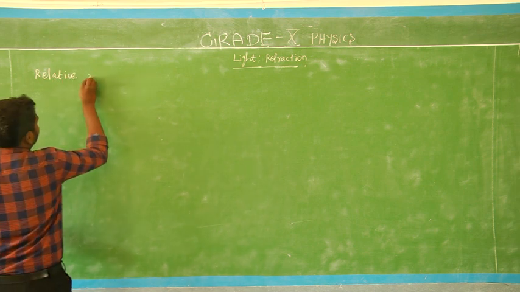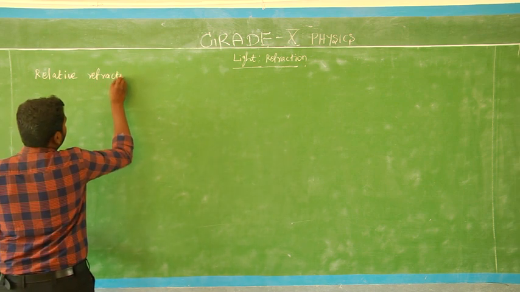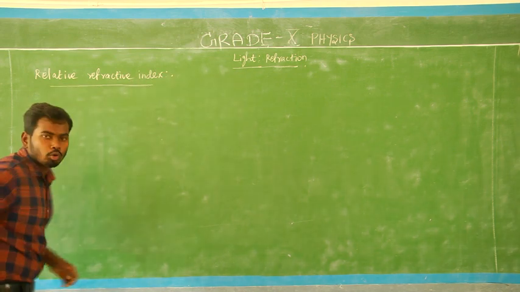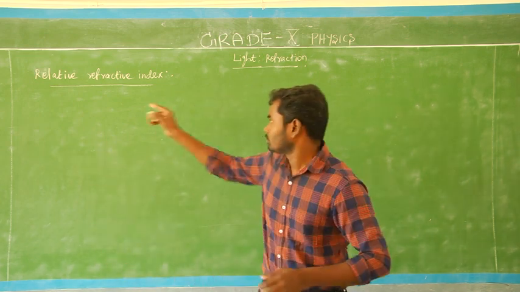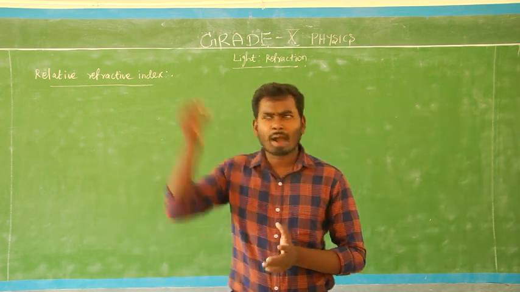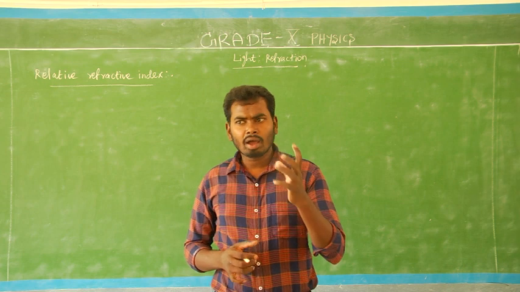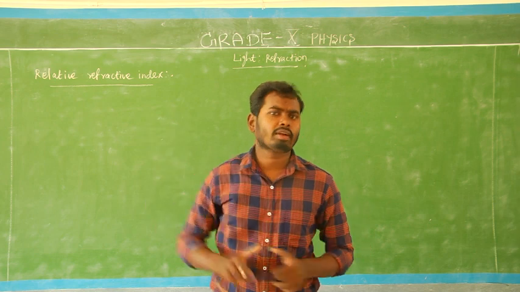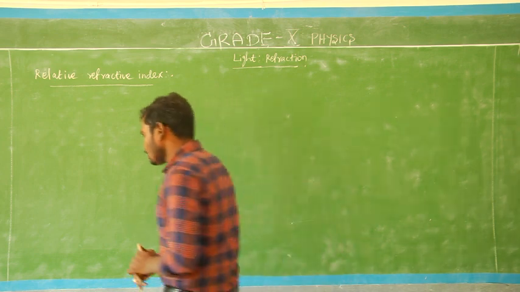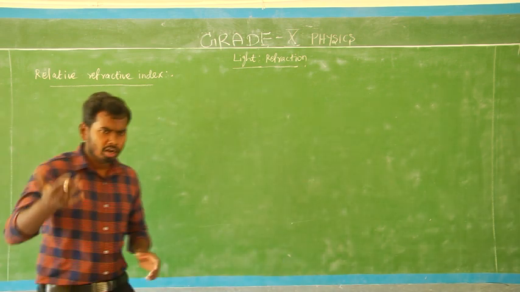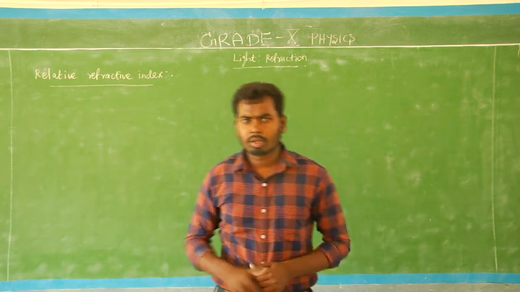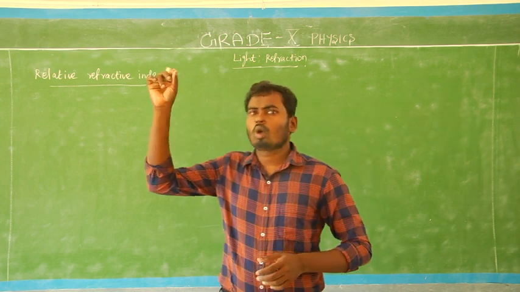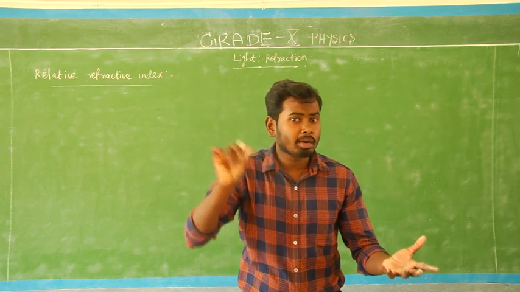Relative refractive index. Already we know the word relative means comparing. So we can compare one medium with another medium, and that is called the relative refractive index. Already you know, when light goes from one medium to another medium, speed changes.